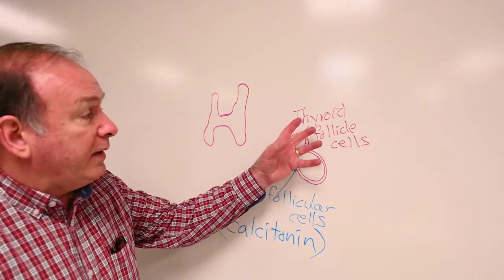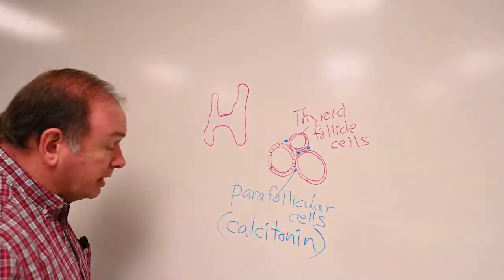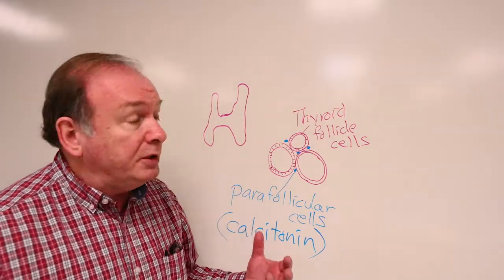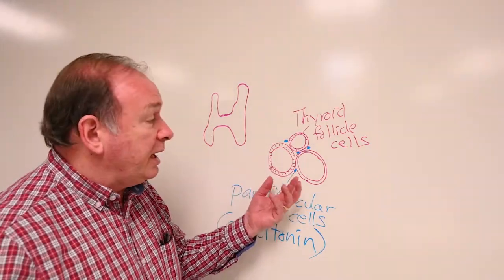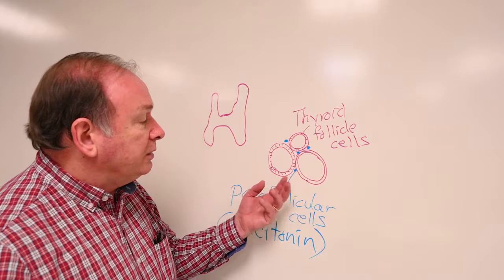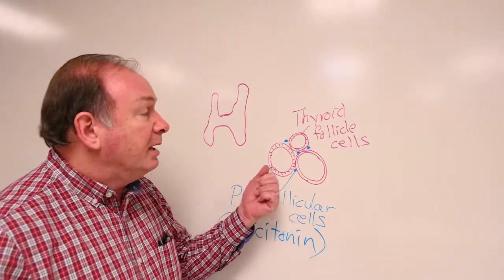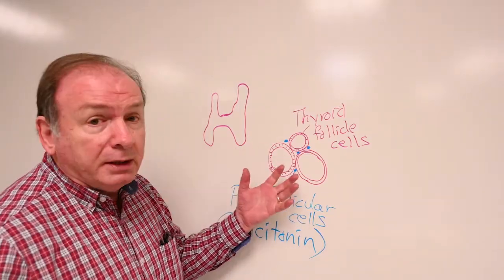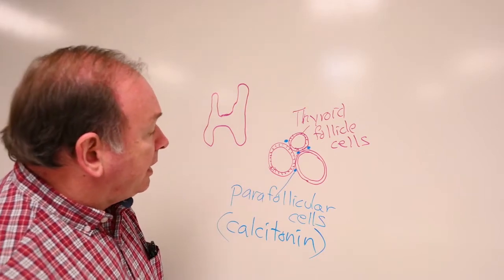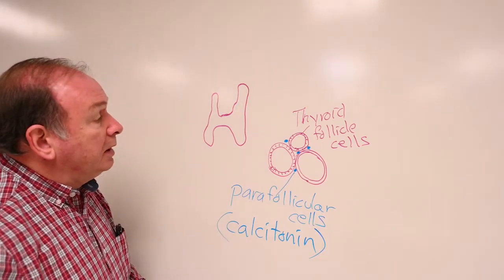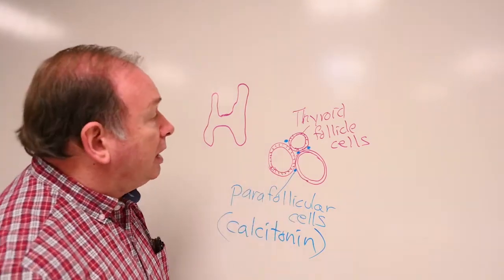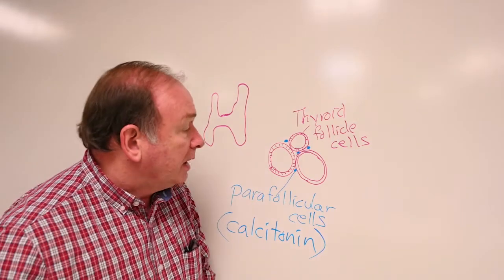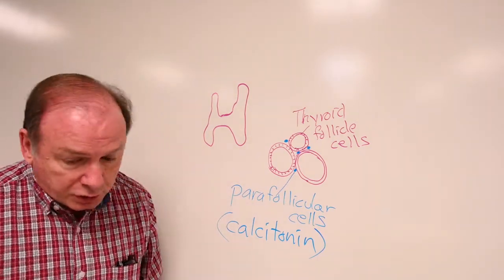Other than the thyroid follicle cells and parafollicular cells, everything else is pretty common tissue. There's some loose connective tissue in between the follicles and around these parafollicular cells, and of course there would be capillaries that would carry the hormones of the thyroid in there as well. But that's the simple structure of thyroid tissue. Next, parathyroid tissue.